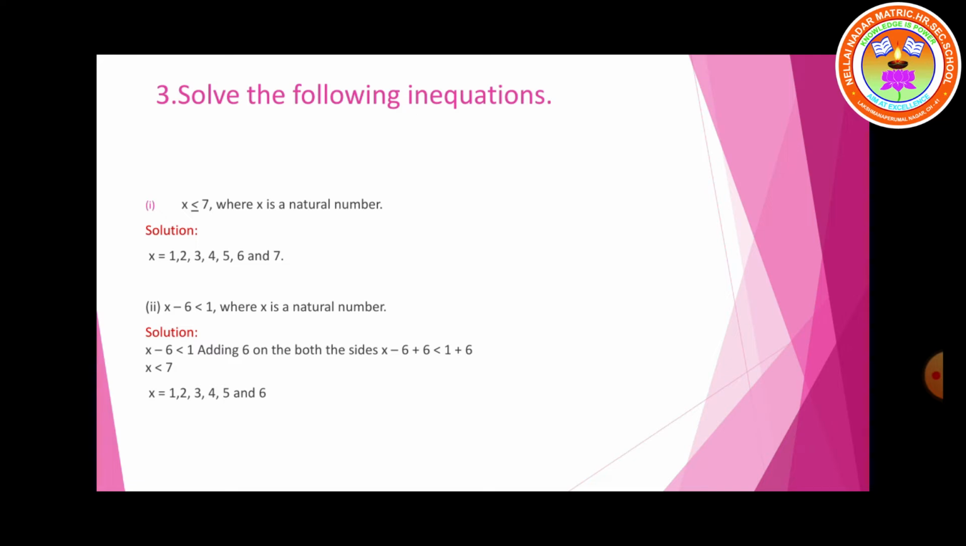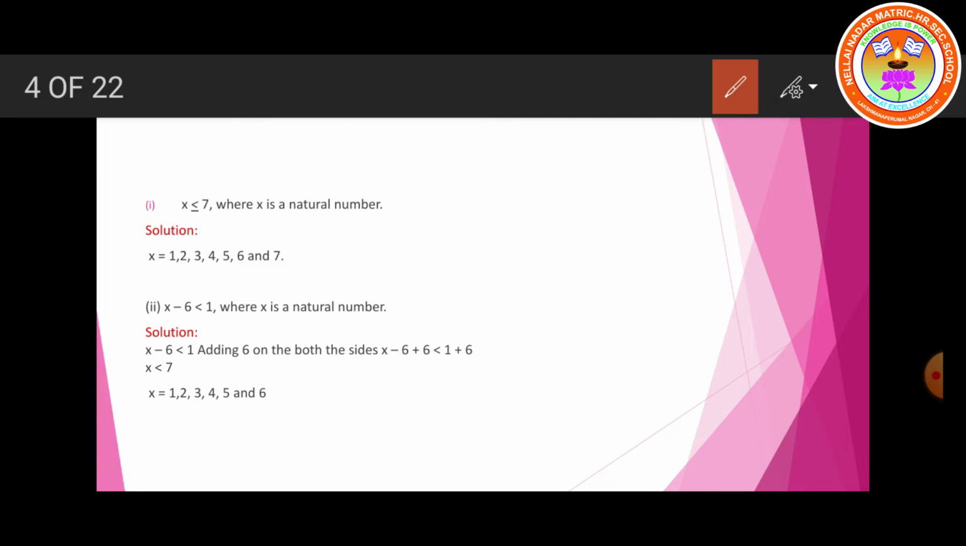Second question, x minus 6 less than 1, where x is a natural number. How to do that one? We are adding 6 on both sides. So x minus 6 plus 6 less than 1 plus 6. So 6 gets cancelled, x less than 7. It is below 7 only. What are the numbers there? X equal to 1, 2, 3, 4, 5 and 6.